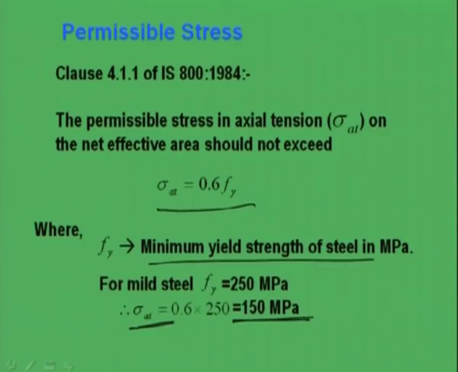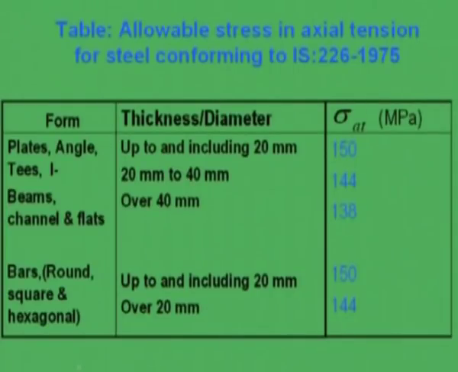So as per clause 4.1.1 of IS 800/1984, the permissible stress can be found from this formula, sigma at is equal to 0.6 Fy, and on the basis of the type of steel we can find the sigma at value. For mild steel it comes as 150 MPa. Now the allowable stress in axial tension for steel conforming to IS 226/1975 has been given in the table here. For different types of sections, the sigma at values come different.